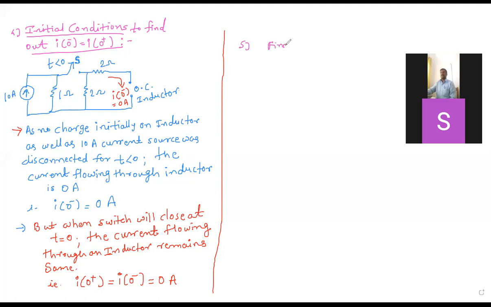So final conditions, to find out I of infinite, at t equal to infinite. Okay, so this is happening when the switch remains closed for a long time.